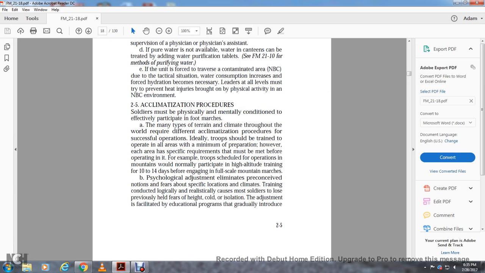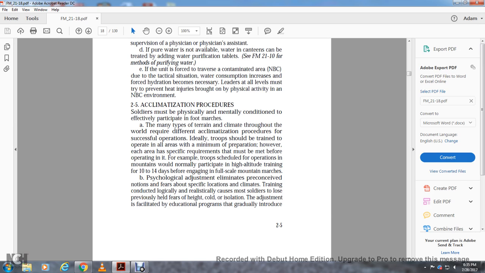2-5. Acclimatization procedure. Soldiers must be physically and mentally conditioned to effectively participate in foot marches over the many types of terrain and climates throughout the world. These require different acclimatization procedures for successful operation. Ideally, troops should be trained to operate only in areas of minimum preparation. However, each area has specific requirements that must be met before operating in it. For example, a unit scheduled for operations in mountains would normally participate in high-altitude training from 10 to 14 days before engaging in full-scale mountain marches.